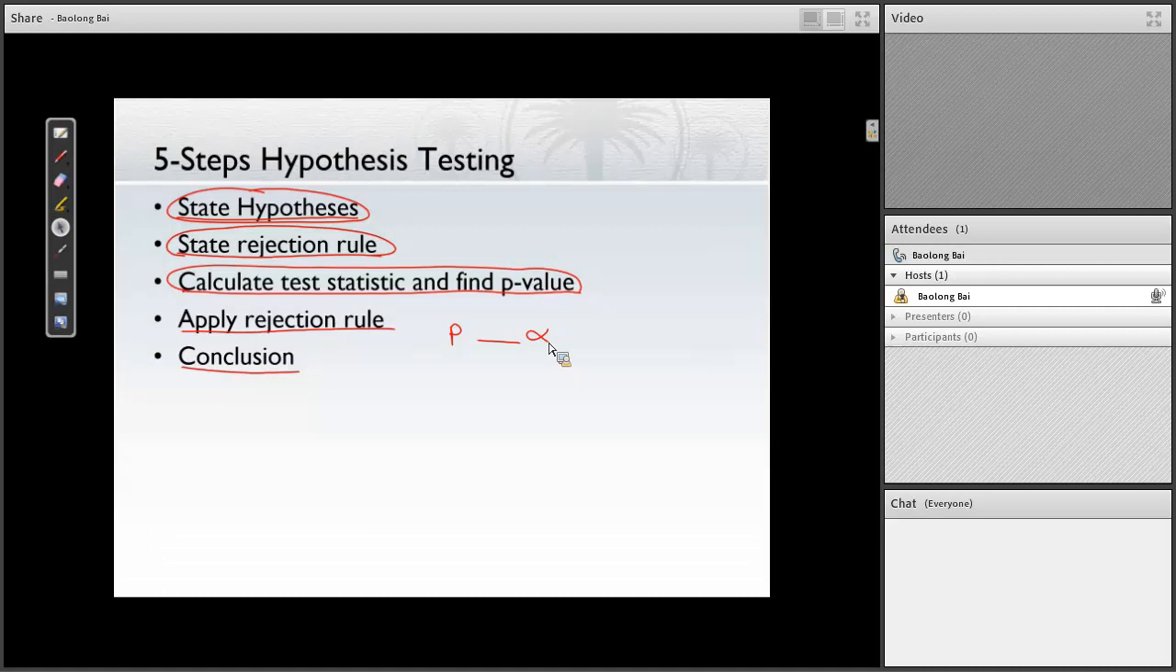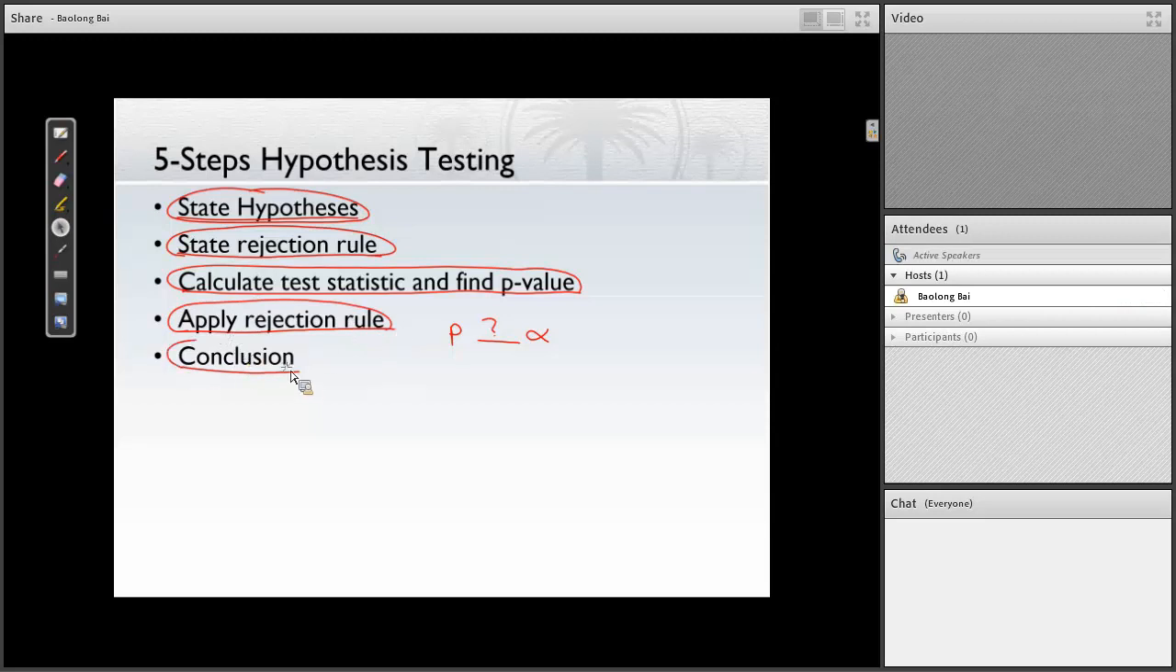In step 4, all we need to do is decide what sign goes in between. By the rejection rule, if p is less than alpha, we're going to make one decision: reject the null. If p is actually greater than alpha, then we just fail to reject the null, right? So either way, when you compare the p-value from step 3 and alpha in step 2, we're able to make a decision, either reject the null or fail to reject the null. So that's step 4. Step 4 is very easy.